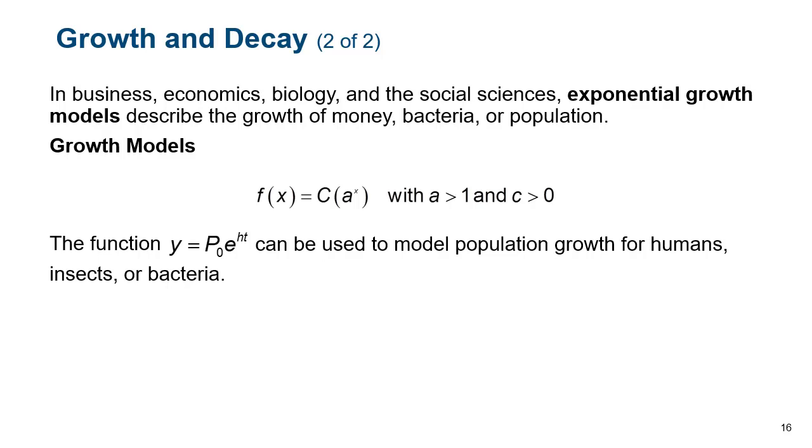Now, many applications like business, econ, biology, social sciences, things like that, can describe the growth of money, bacteria, or any kind of population using these exponential growth models. Again, with the same properties that C has to be greater than 0 and A has to be bigger than 1. For instance, this right here represents population growth for humans, insects, or bacteria. It also represents continuously compounded interest, so growth of money.